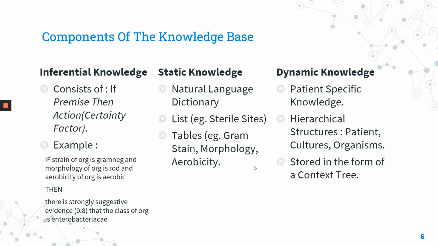Next is the dynamic knowledge. The dynamic knowledge is patient-specific knowledge. It consists of hierarchical structures which allow us to organize the information related to the patients and also to the cultures and organisms which have been observed in their blood samples.